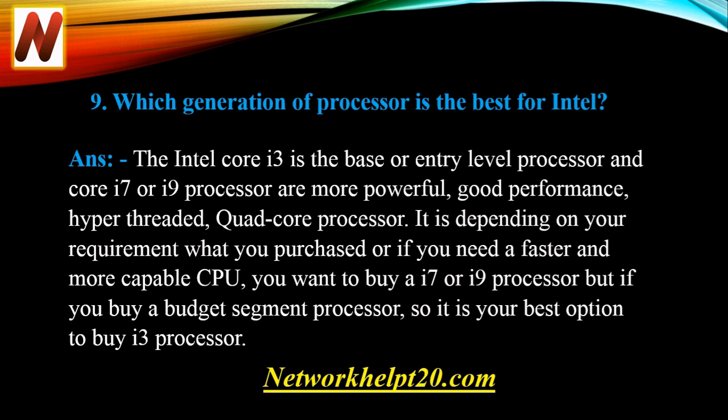Question 9. Which generation of processor is the best for Intel? Answer: The Intel Core i3 is the base or entry-level processor, and Core i7 or i9 processors are more powerful, with good performance and hyper-threaded quad-core. It depends on your requirement. If you need a faster and more capable CPU, you want to buy an i7 or i9 processor, but if you buy in the budget segment, your best option is to buy an i3 processor.